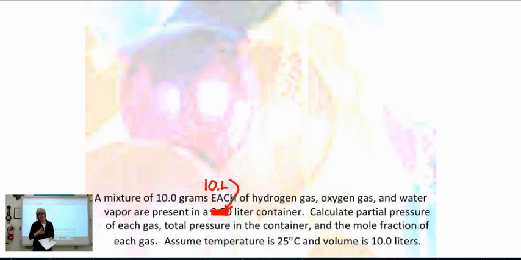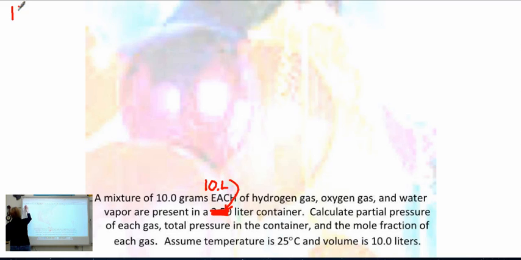There are a lot of different ways that you can use to solve this problem. I think that I'm going to first figure out the moles of each gas, and then I'm going to use the ideal gas law to get the pressure of each gas, and then I'm going to add them together to get the total pressure. And then to get the mole fraction, I'll just divide either the moles of each by the total moles, or I could divide the pressure of each by the total pressure. Either way will work. Let's figure out moles first.